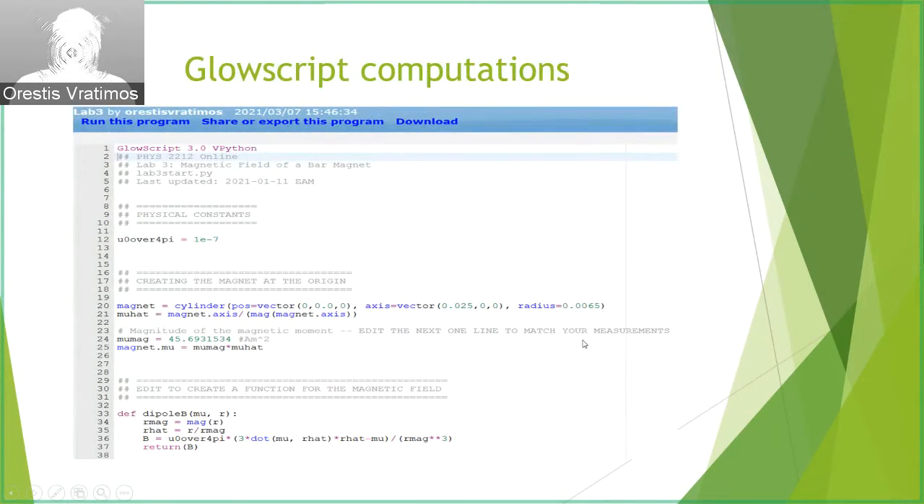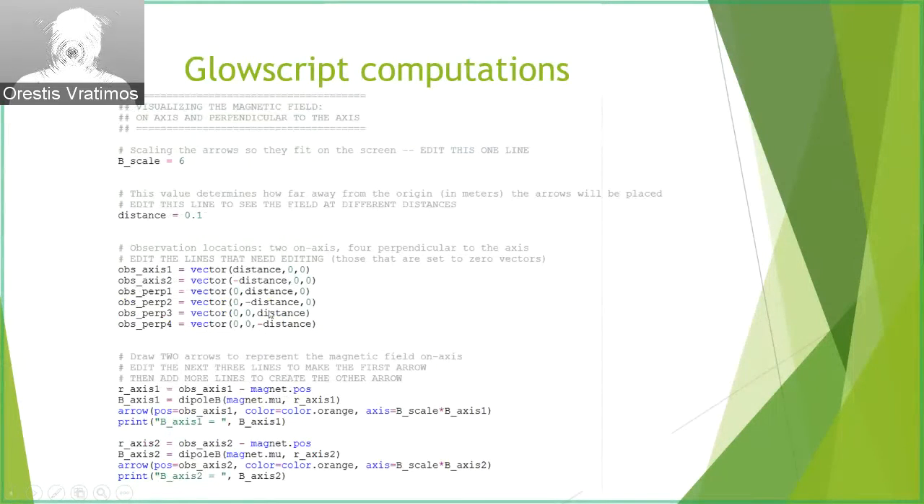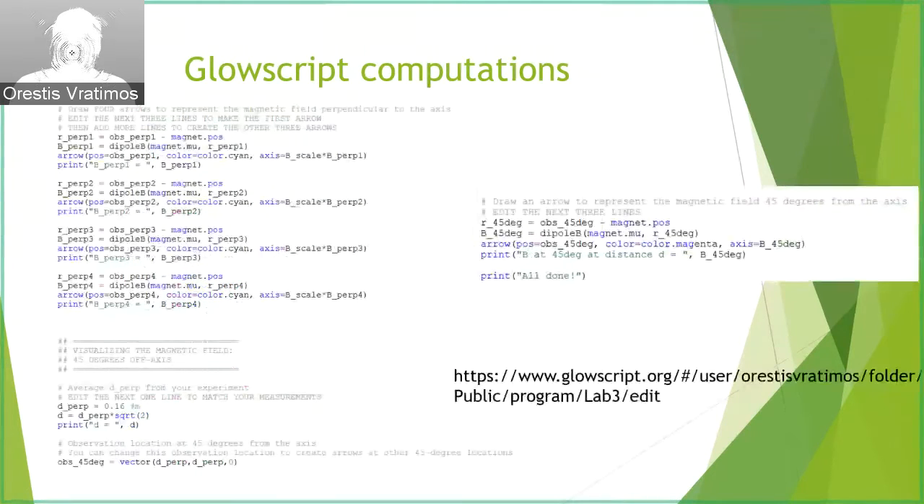We also have the GlowScript computations: physical setup, creating the magnet at the origin, editing to create a function for the magnetic field, visualizing the magnetic field, scaling the arrows, and creating 2 arrows to represent the magnetic field on axis. We also have 4 arrows for the magnetic field perpendicular to the axis, and then finally visualizing the magnetic field.